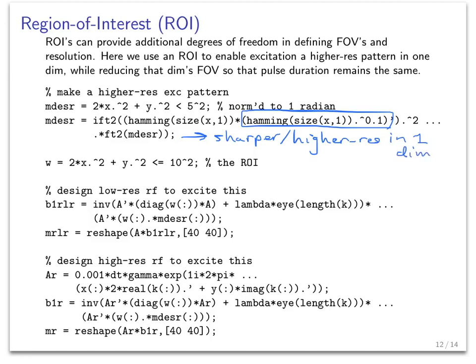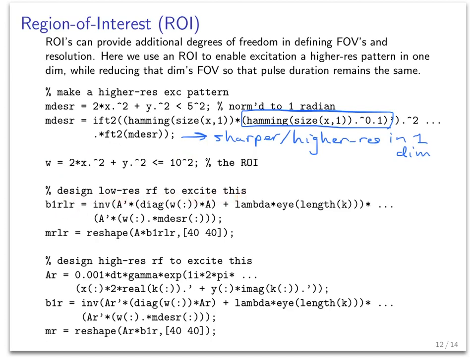Okay? And then, let's see, I need to define the ROI itself, right? So this looks a lot like the M desired, right? So it's just going to be ones inside this oval that's bigger than the M desired oval. Okay, so that's our region of interest, also going to be in an oval shape. Okay, so then I design a low-res RF to excite this, right?